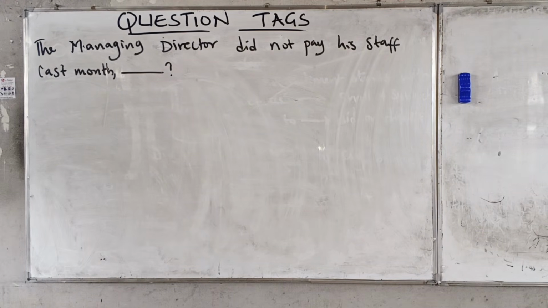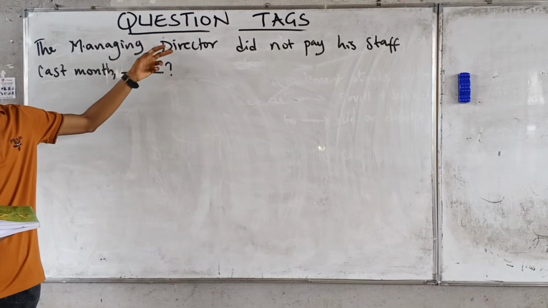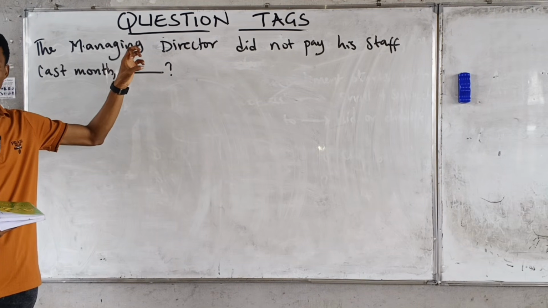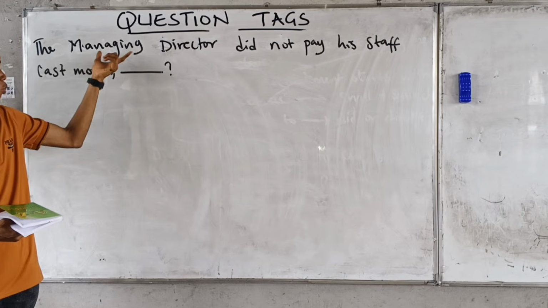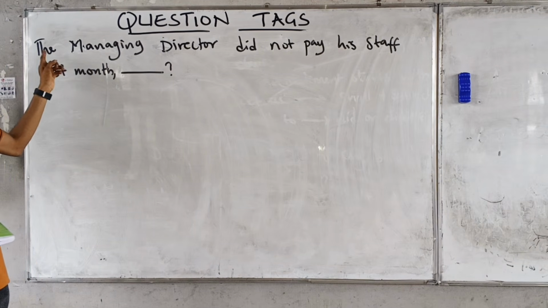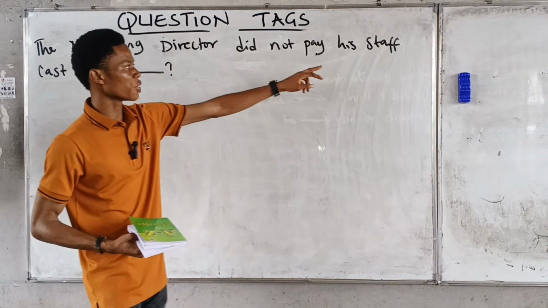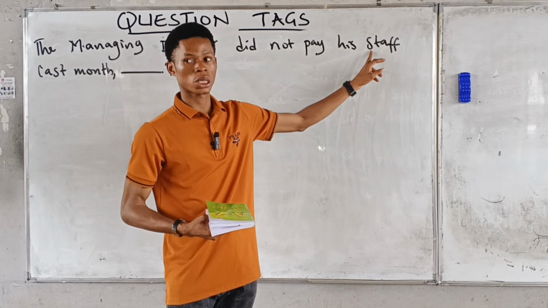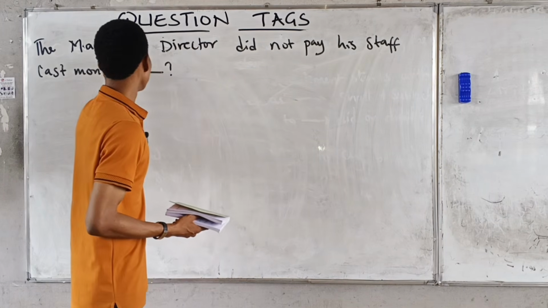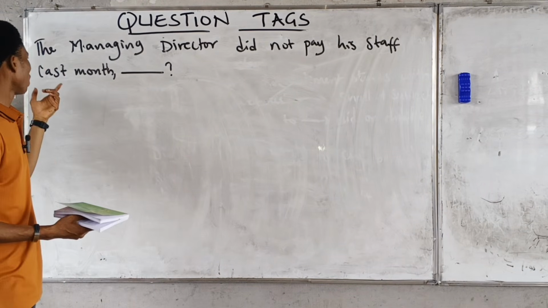Now, this is the question. The managing director, if you notice, managing here is with a capital letter, director is a capital letter, because we are using it to represent a noun, the name of a position. So you start with a capital letter. The managing director did not pay his staff. If you notice, it's not staffs, it's staff. The managing director did not pay his staff last month.